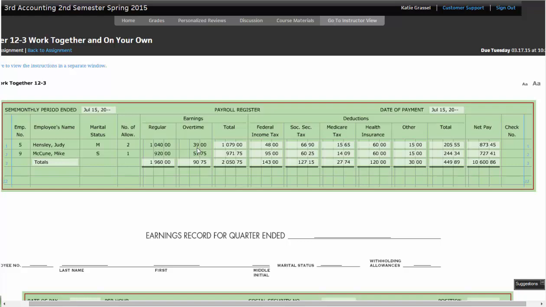To prove my net pay, I'm going to take my total earnings, $2,050.75. I'm going to do what? Subtract what? My total deductions, and that's going to give me my net pay. If that doesn't prove, where's the mistake?